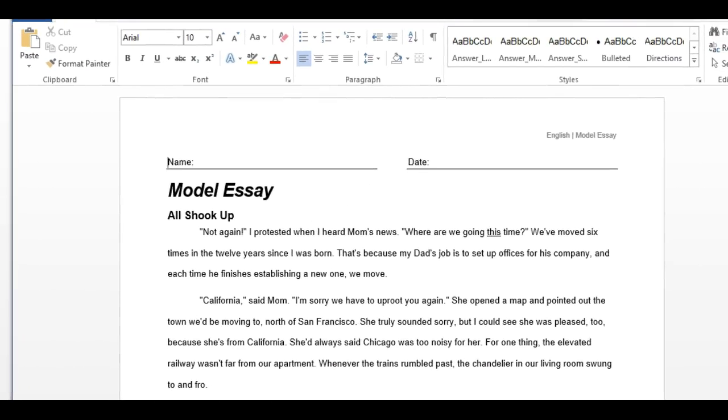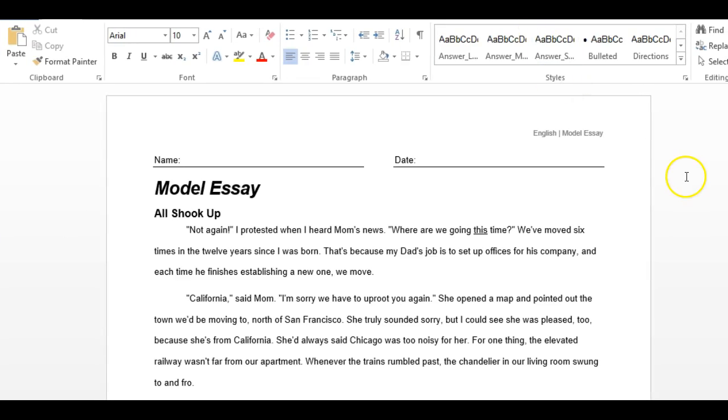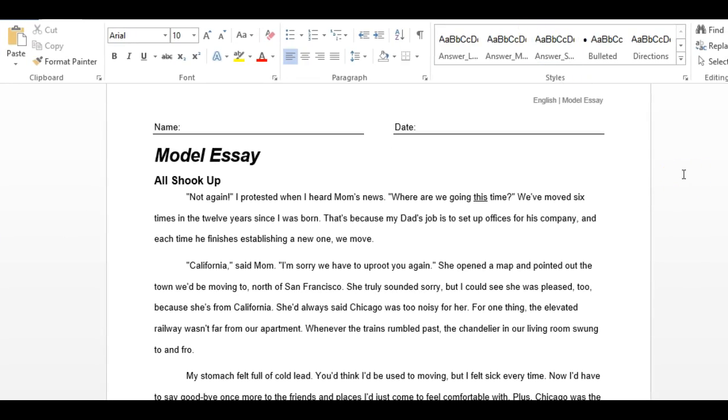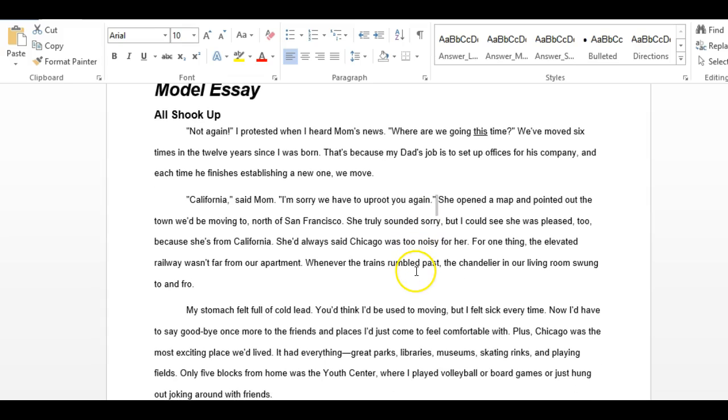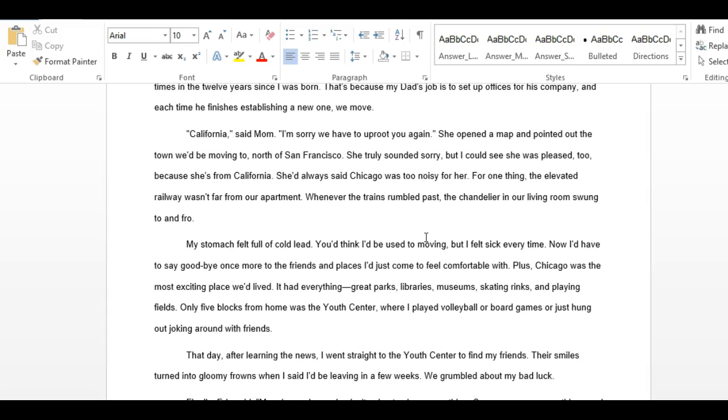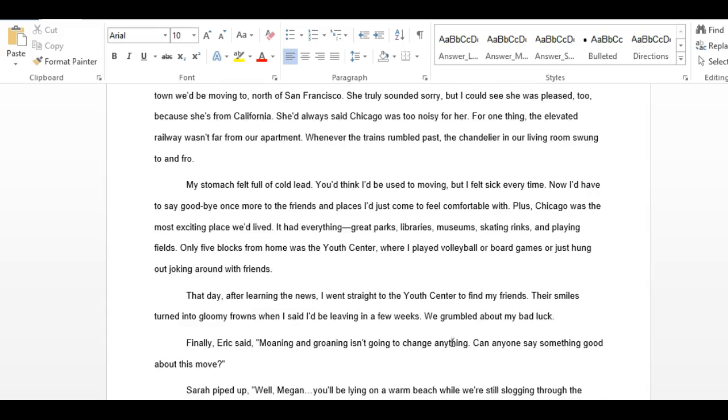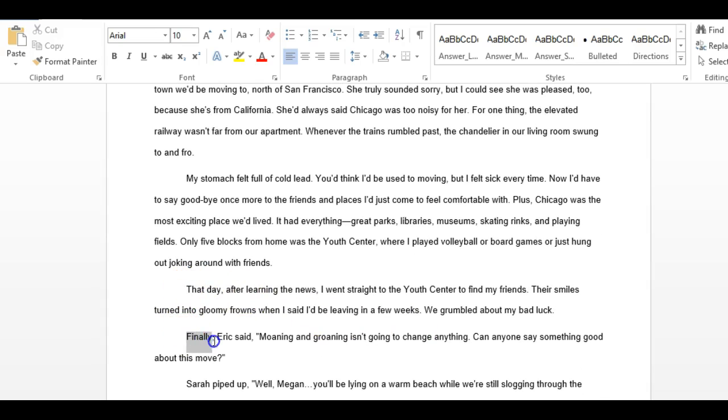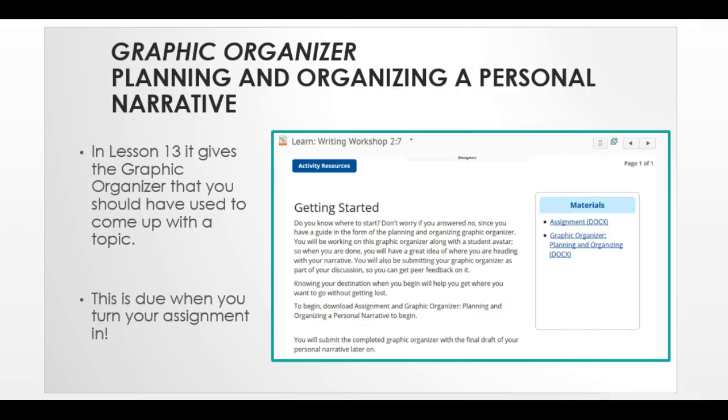One last document that I thought was really helpful for Lesson 13 was the model essay, okay? They show you how to use dialogue in your paper. They also are just giving you a good example of different transitions, like plus this happened. Finally, this happened. Things like that. So the model essay is super helpful as well.